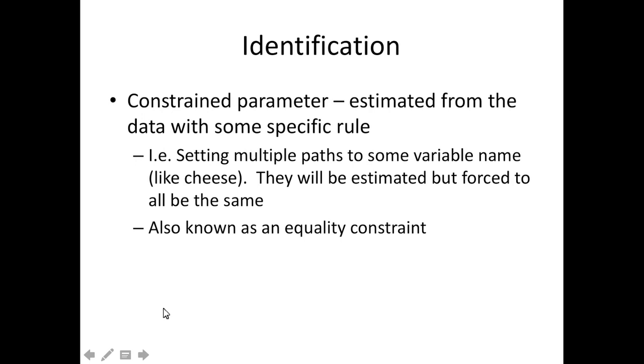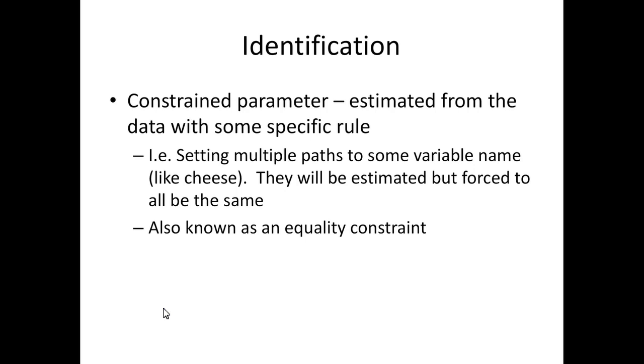A constrained parameter is a different thing. It's estimated from the data, but in a specific way. I might be able to set multiple paths or parameters to the same name, so I could call them all cheese, for example. They're going to be estimated, but we're going to force them to be equal. That's why the word is constrained. It's constrained to be a specific estimate, but I'm still going to estimate it.